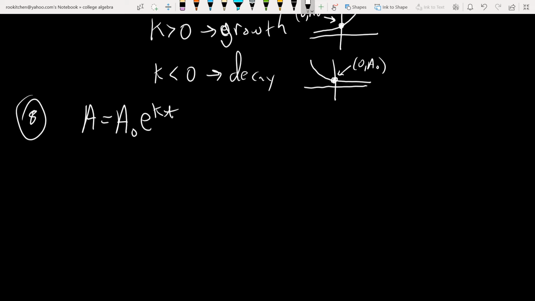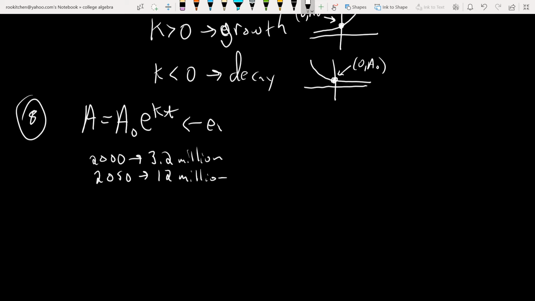In 2000, the population of Palestinians in West Bank, Gaza Strip, and East Jerusalem was approximately 3.2 million. So in the year 2000, we had a population of 3.2 million. Then it's estimated that by 2050, the population will grow to 12 million. We guess, we don't know. Use the exponential growth model, which is sitting right here. This is the exponential growth model.